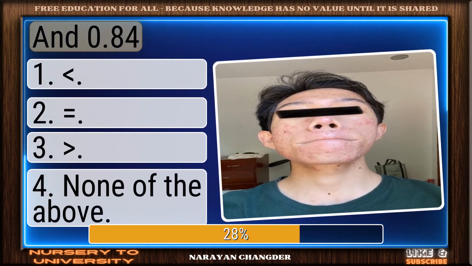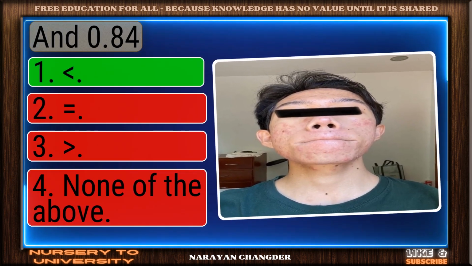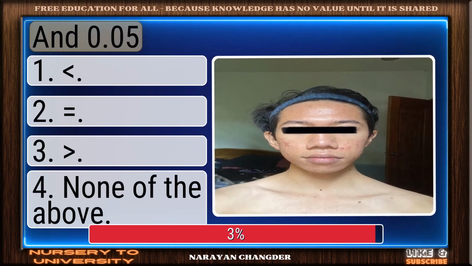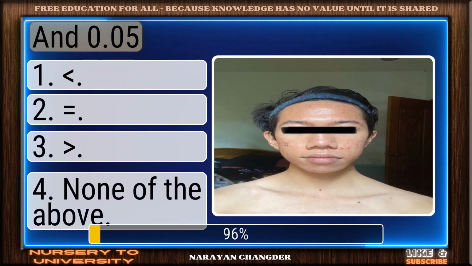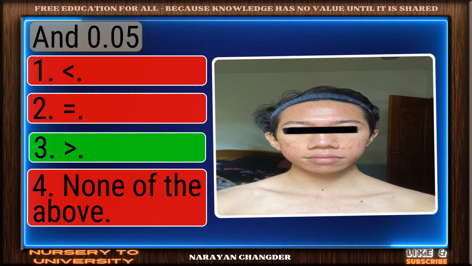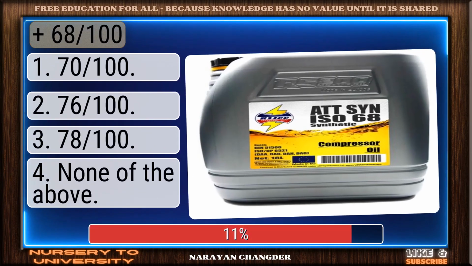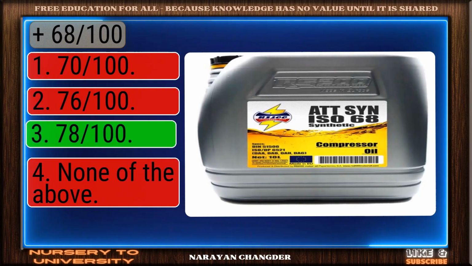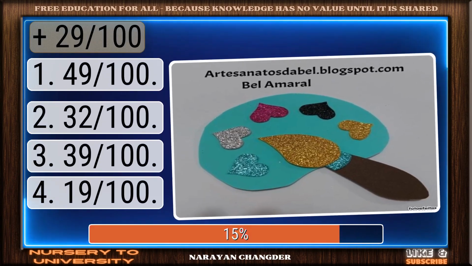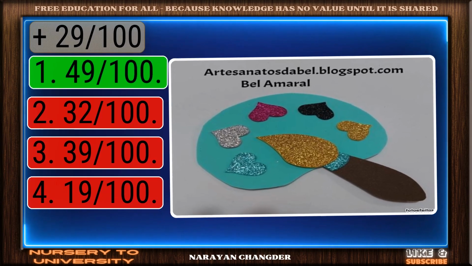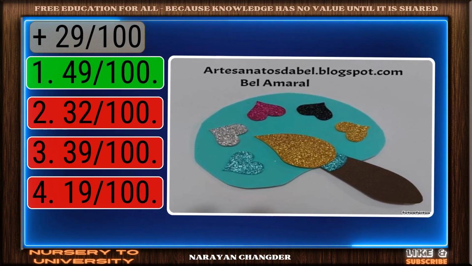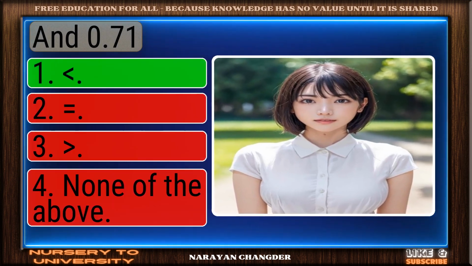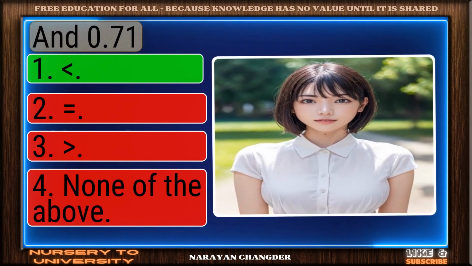Well done is the right choice. Solid response. True is a valid choice. Plus 68. Right again. 70/100 is a valid answer. Plus 29/100. Great job. 49/100 is the accurate answer. Strong choice is the right answer.